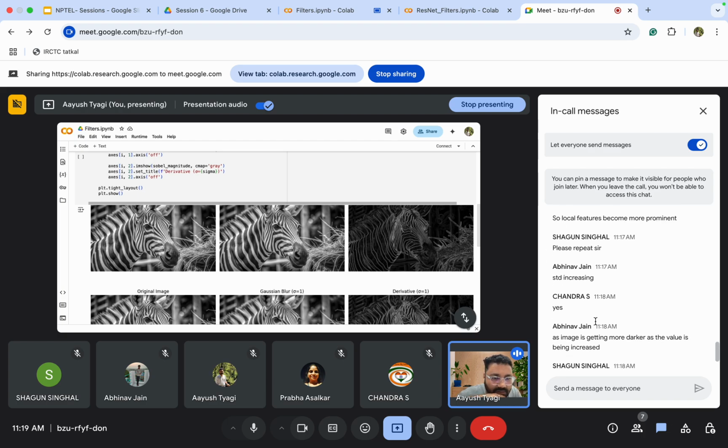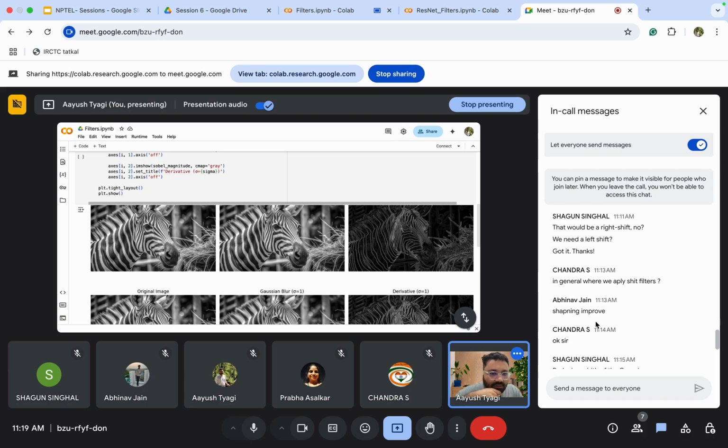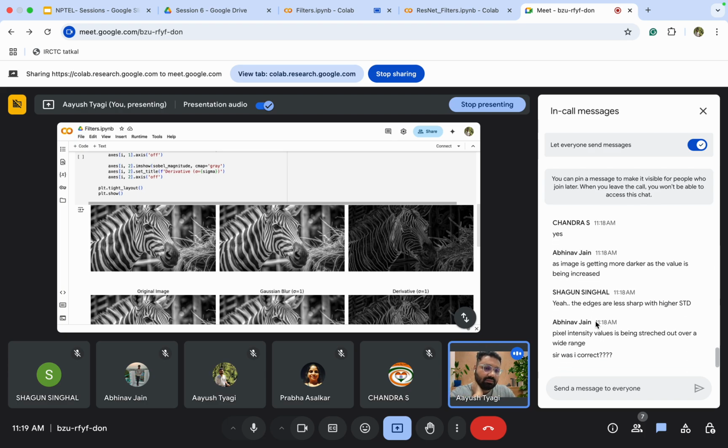You said something in the starting, and you're correct. If you reduce the standard deviation, the images are much sharper. Okay, so this is with respect to filters.